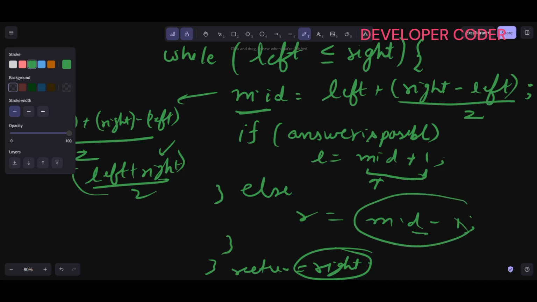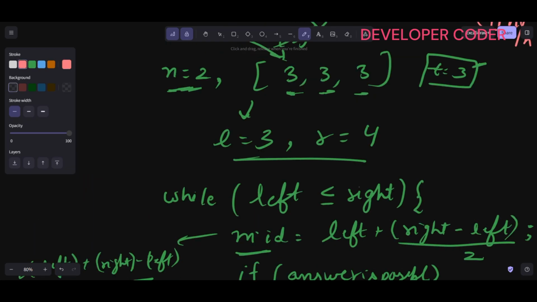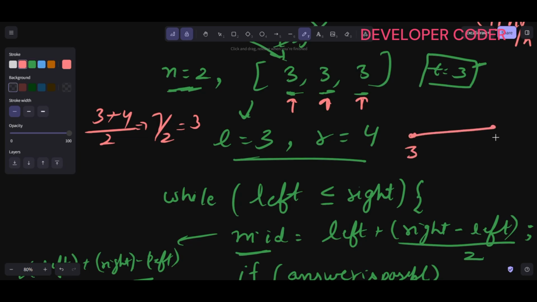Let me give you the example, the same example. L is equal to 3, R is equal to 4. So what do I get here? 3 plus 4 divided by 2 is 7 by 2, which is 3. With 3, I check if the answer is possible. With 3 the answer is possible, this is very clear to you guys, right? My mid is coming at 3 only, so with this the answer is possible.